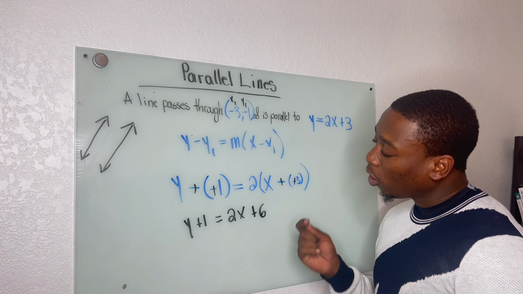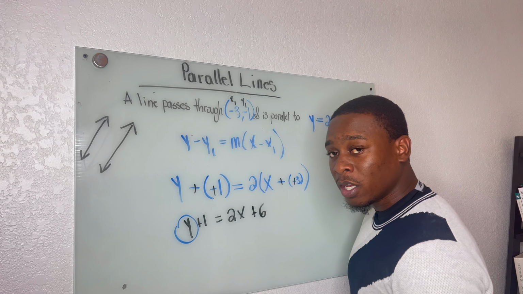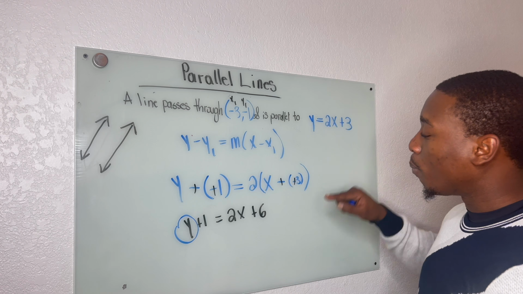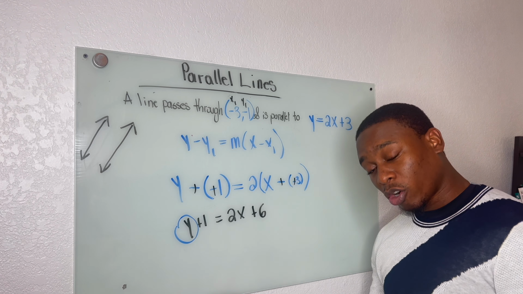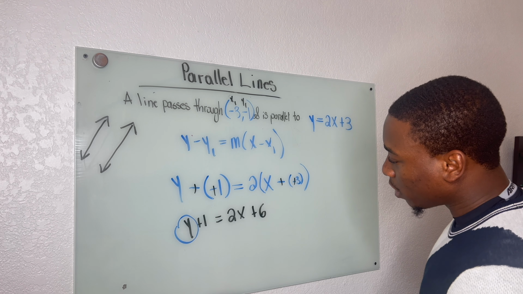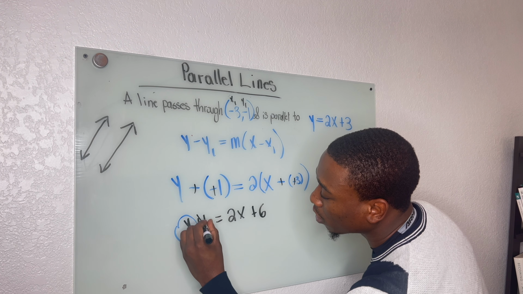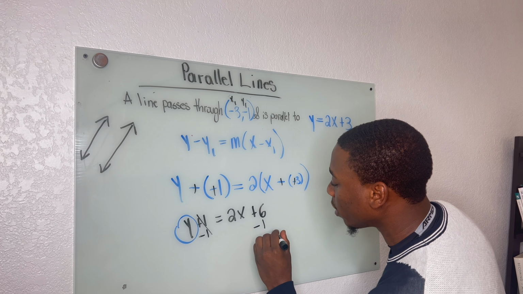Exactly. We are trying to make sure that we solve and get y by itself so that we could compare both of our equations to determine if they are parallel or not. So in this case, this step here, we just have to combine our constants. So I'm going to subtract 1 from both sides.